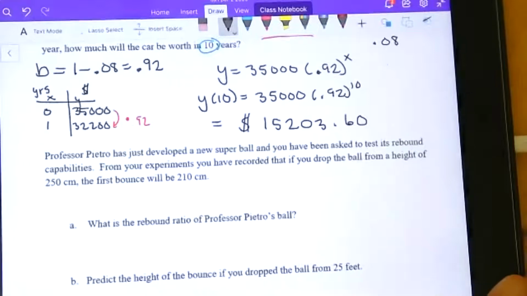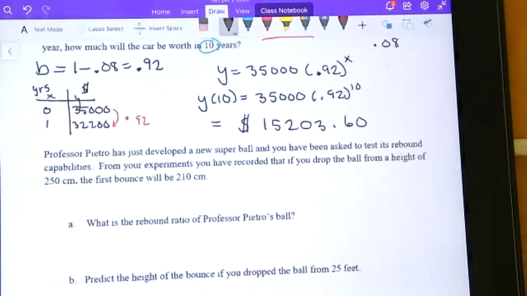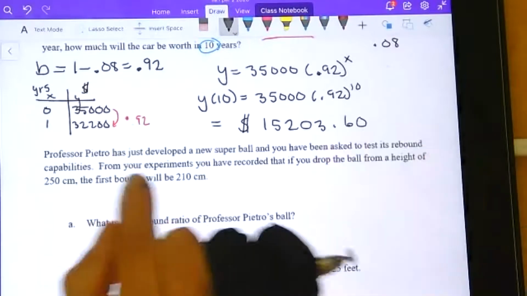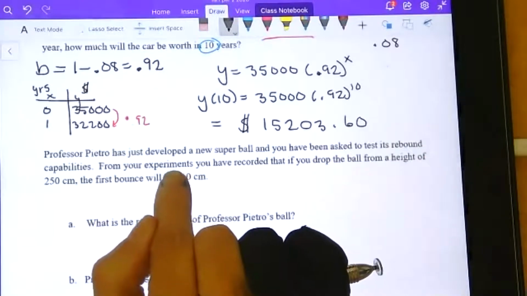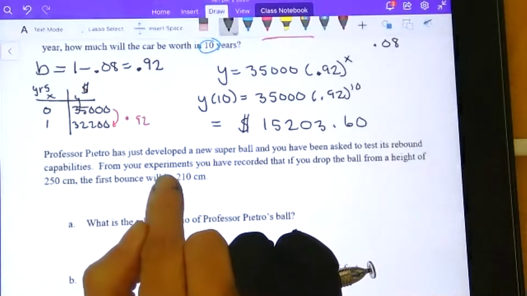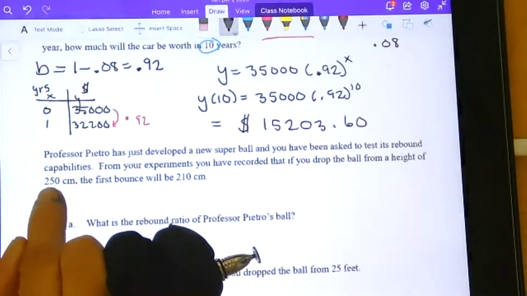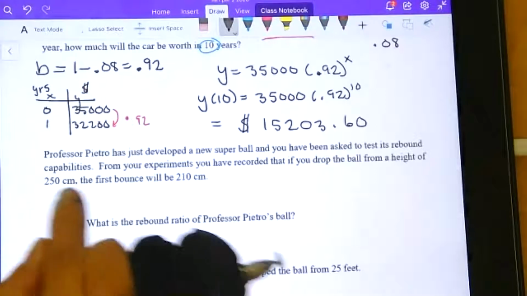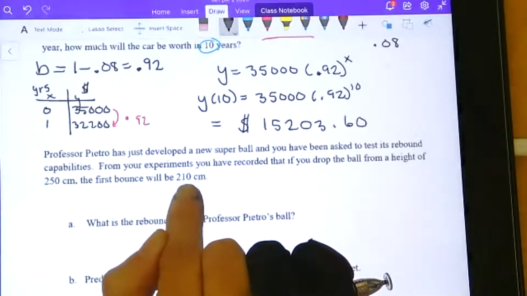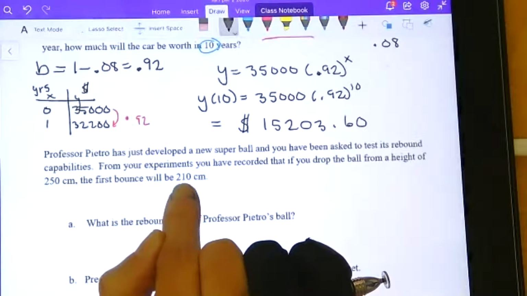Okay, next problem. Professor Pietro has just developed a new Super Bowl. You have been asked to test its rebound capabilities from your experiment. So you bounced his ball several times to figure out the rebound ratio. And you figured out, hey, if I drop it from 200 centimeters, the first bounce bounces up to 210 centimeters.